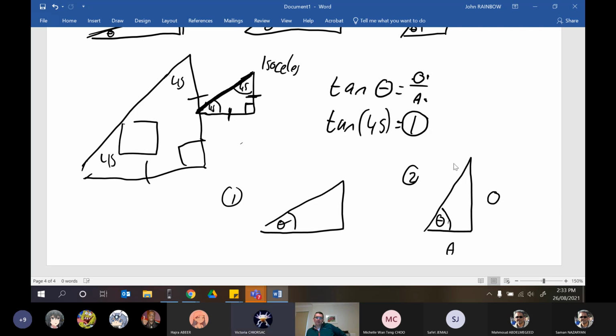It would be larger than 1. Yeah, so tan theta would be greater than 1. And here, because the opposite is smaller than the adjacent, that's going to make a number less than 1.